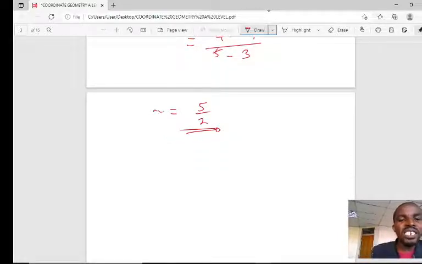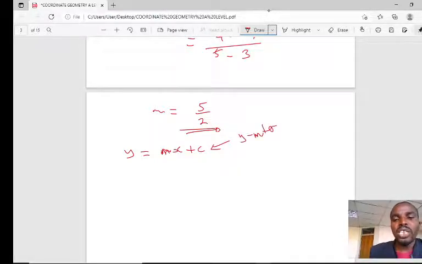M is the gradient. Then the equation, basically this one is a straight line. The general form of the equation of a straight line is y equals mx plus c. You have learned about this. M is the gradient, and c is the y-intercept. That's the point where the graph cuts the y-axis, the vertical axis. That's c.